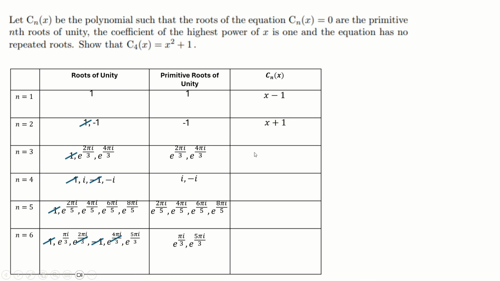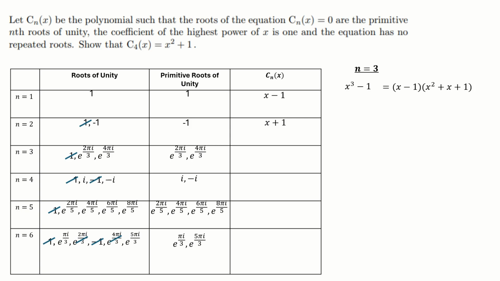I will proceed in order, though, because it's probably easiest to go in order. Let's think about how we can generate this n equals 3 one. So n equals 3, of course, if we're solving that, it's going to be x to the 3 minus 1 equals 0, because essentially we want the roots of unity.